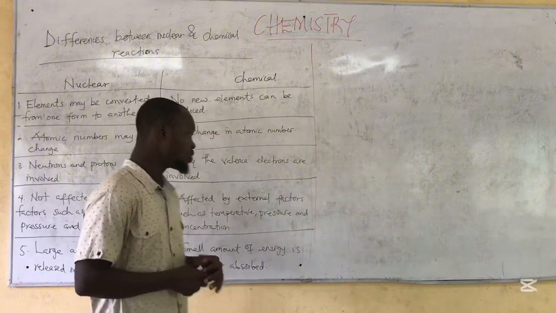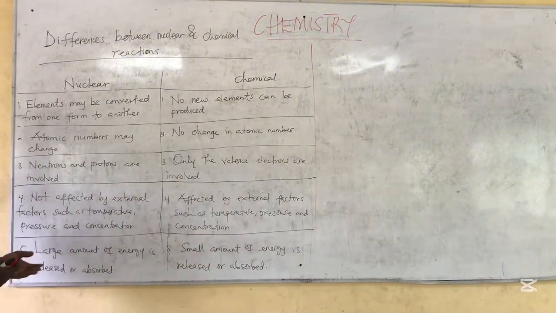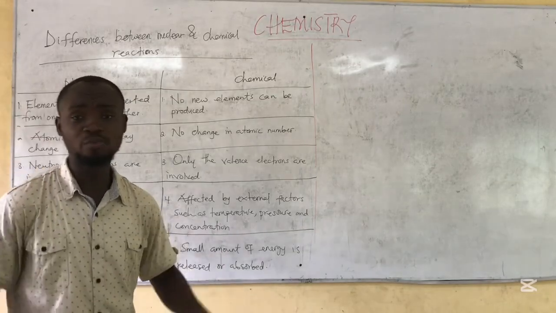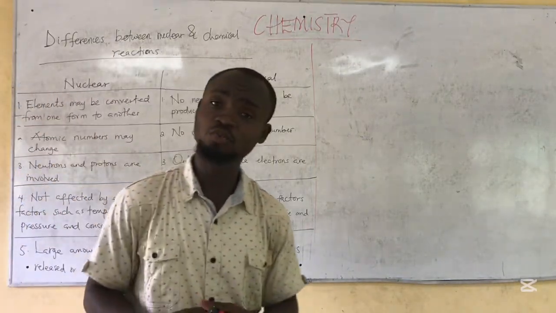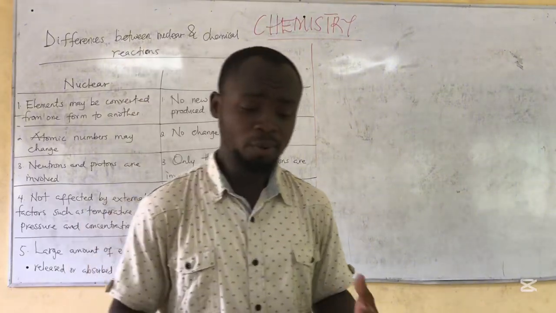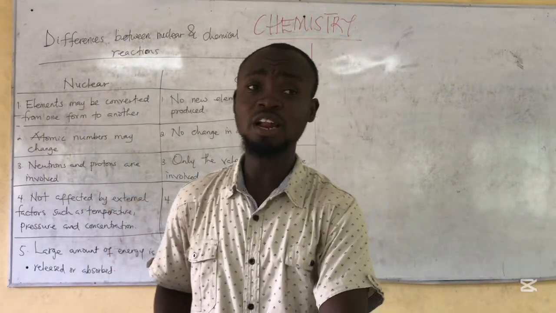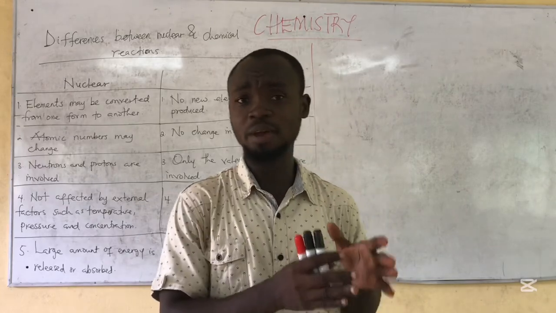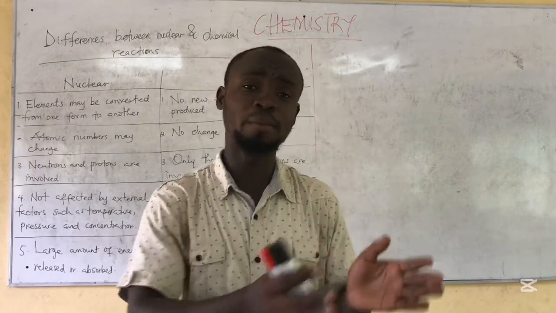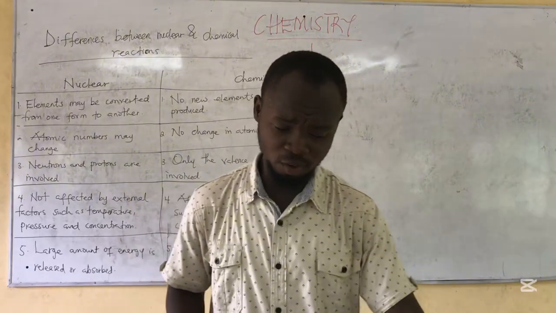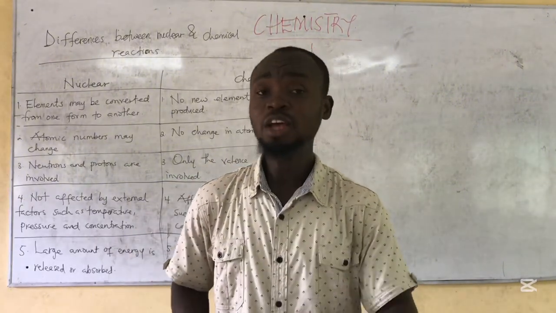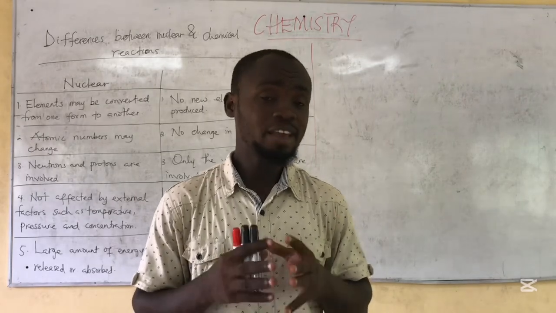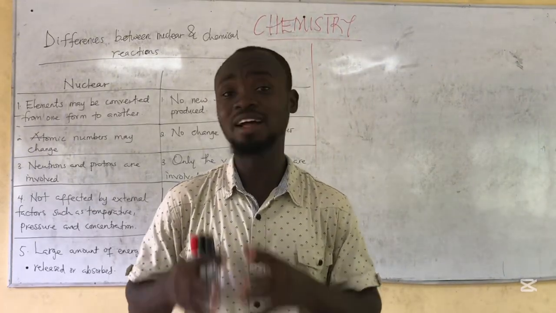Is that okay? Another difference is that in nuclear reaction, a large amount of energy is released or absorbed. We were looking at the concepts of nuclear fission and nuclear fusion. A large amount of energy is released in this process. Compared to chemical reactions, it is a small amount of energy that will be released or absorbed in a chemical reaction.